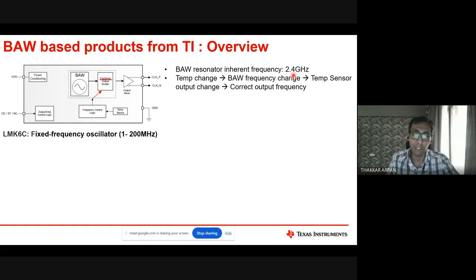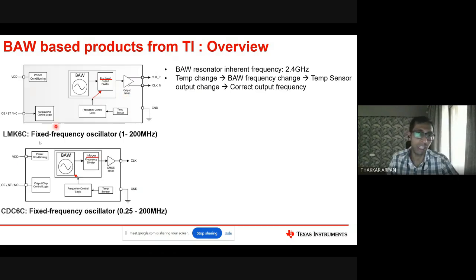So let's say this frequency changes from 2.4 to 2.39 because of the temperature. So what will we do? We will change this fractional divider in a way that the output still remains 1 gigahertz. So instead of a divide ratio of 2.4, we will make it 2.39, right? That is one way to control the BAW frequency, and that's how we meet the spec of plus or minus whatever is specified in the data sheet. That much ppm, it will vary across temperature. It won't vary more than that. That's the key.